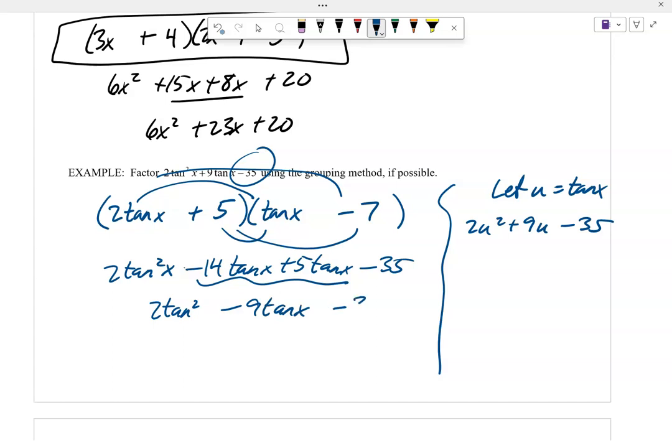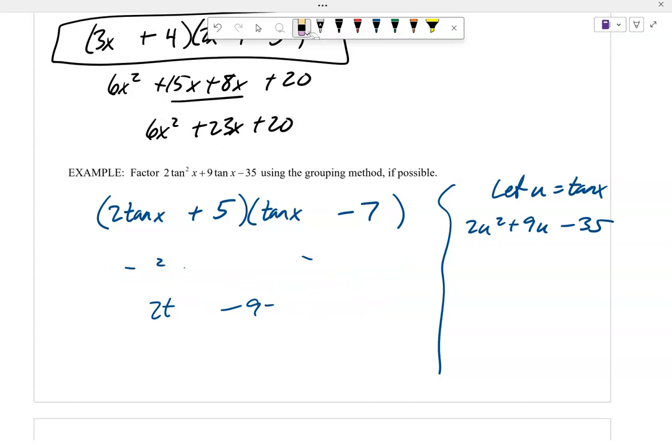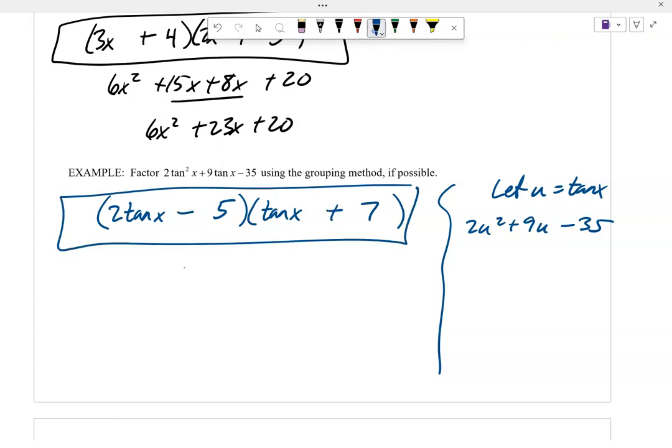Now I'm really close, but I didn't need a minus 9. I need a positive 9 tangent. So instead of plus 5 minus 7, I'm going to go minus 5 plus 7, and then I'll have it. So minus 5 and a plus 7. Then I check that one. I'm like, oh, that's it.